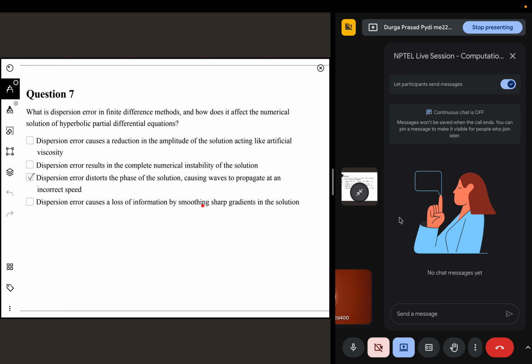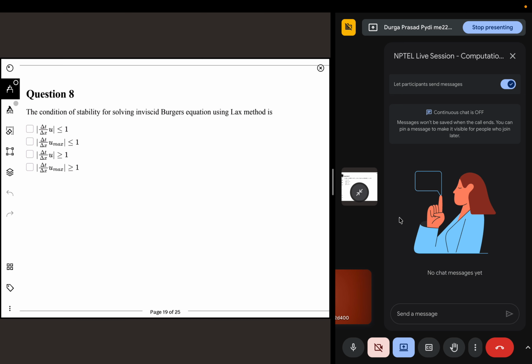Dispersion error causes loss of information by smoothing sharp gradients in the solution? No. Whenever these sharp gradients are smoothened, it means that there is some mixing that is happening over there. So this is what we call diffusion, or we also call this dissipation error. So this is like an upwind scheme. This is what an upwinding scheme does. This has nothing to do with dispersion. What dispersion does is it just gives different velocities for different wave numbers.